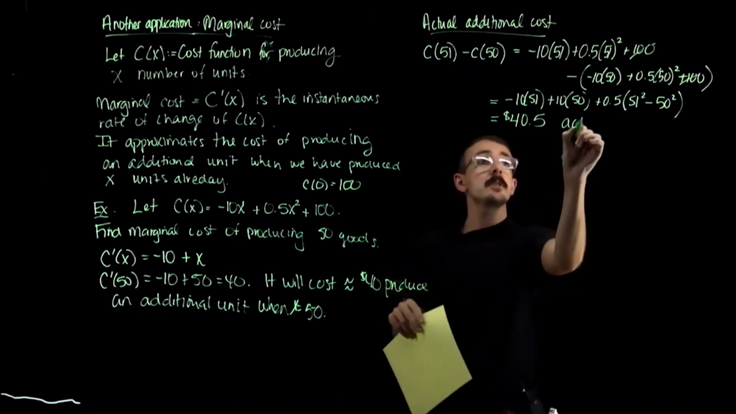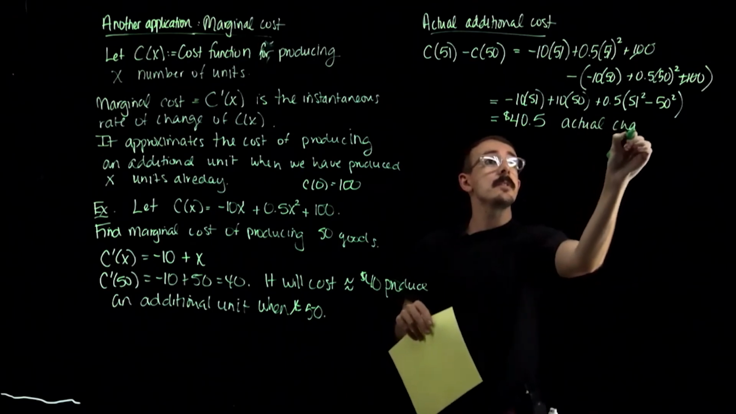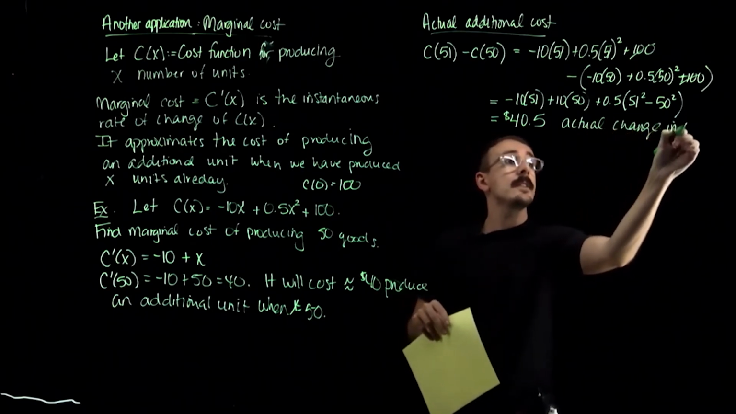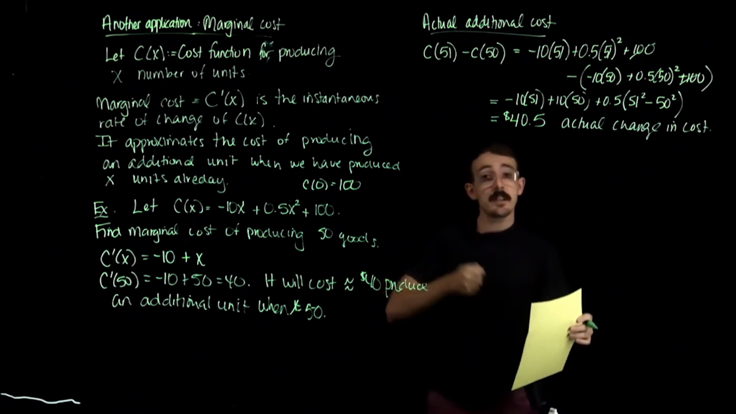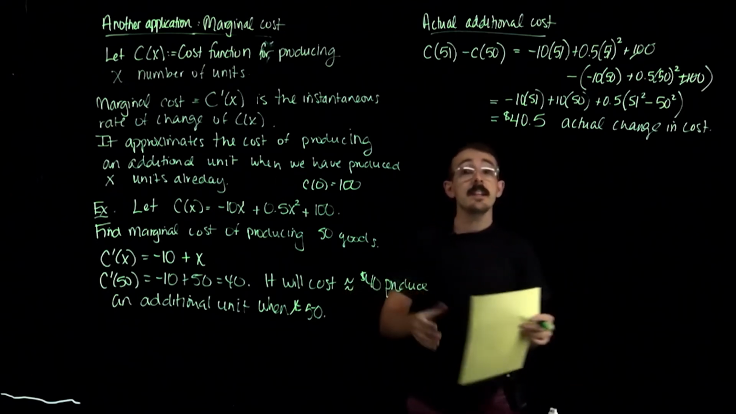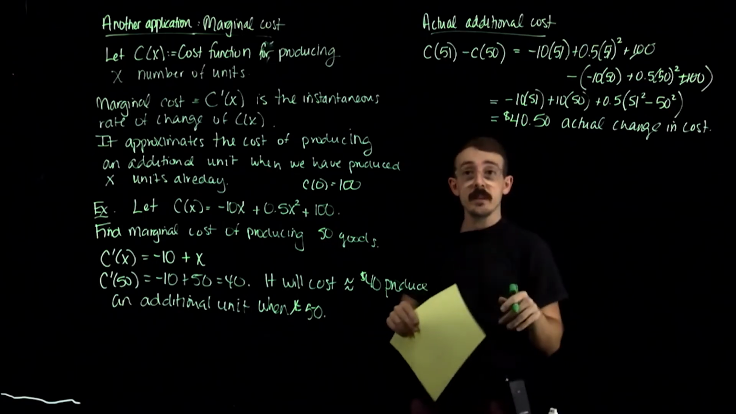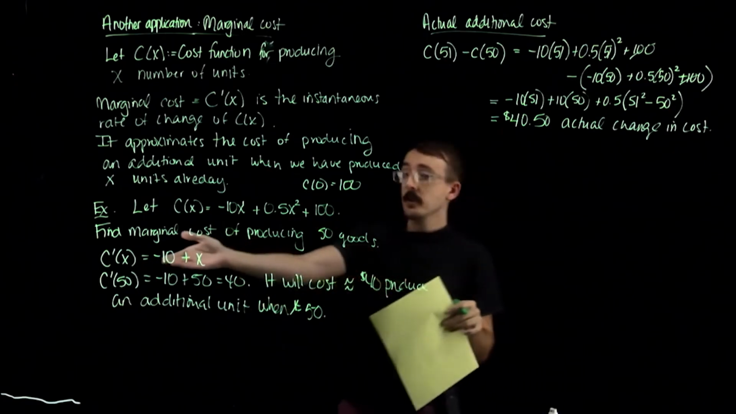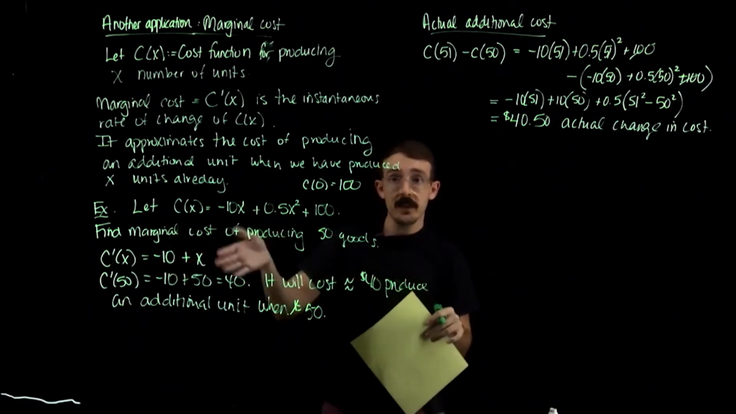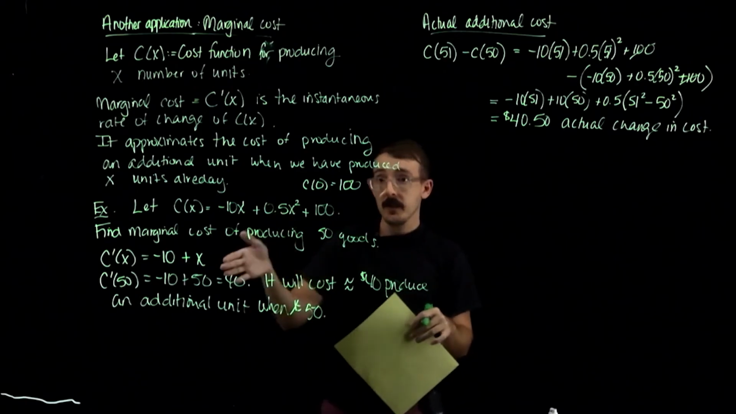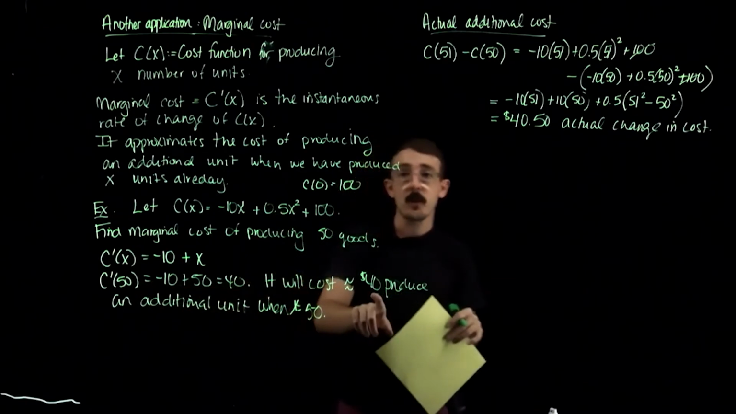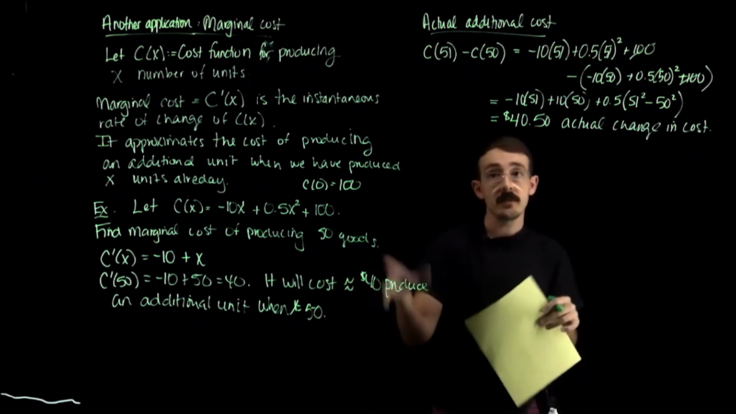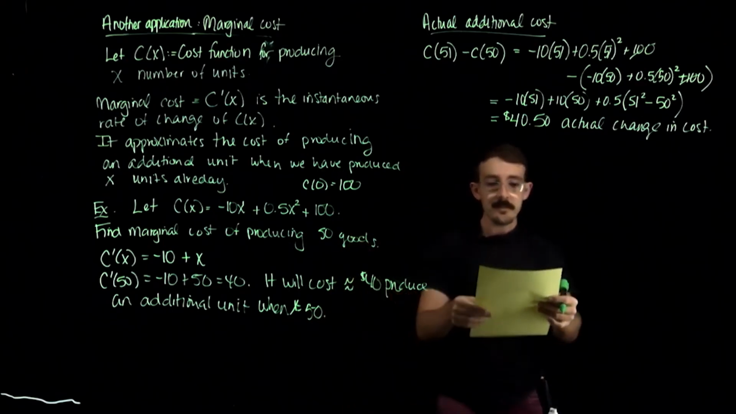So this is the actual change in cost. If you had 50 units and you produced that additional unit to get your 51st, it actually cost you $40.50. The marginal cost function approximated what the next one would be using 50 here, and it approximated it to be about 40. So it was only 50 cents off, so it's a pretty good approximation.